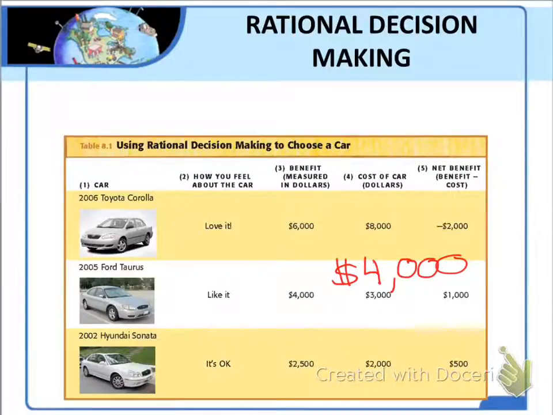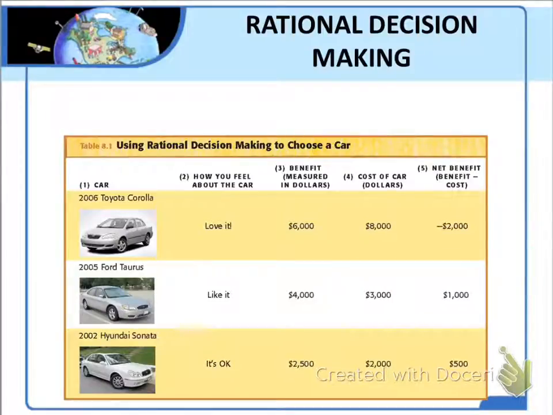Then the net benefit would be $4,000 minus $4,000, and that would be equal to 0. If you did buy it for $4,000, you wouldn't be better off because you'd be giving up $4,000 to get something worth exactly $4,000 to you. There would be no net benefit from doing that. But if you buy a Ford worth $4,000 to you for a price of $3,000, you come out $1,000 ahead.